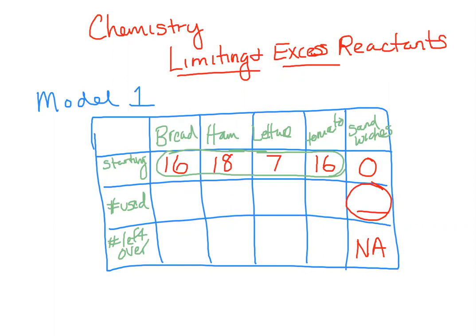Which of the ingredients are in excess? That means which ingredients do you have more of than you can actually use? Which of the ingredients were completely consumed in making the sandwiches? Which ingredient limits the number of sandwiches? Okay? And then try to define the term limiting ingredient. So you can't make any more sandwiches because you don't have any more ham, or you don't have enough lettuce, or whatever it is. So go ahead and finish that. And then we're going to move on to model 2.